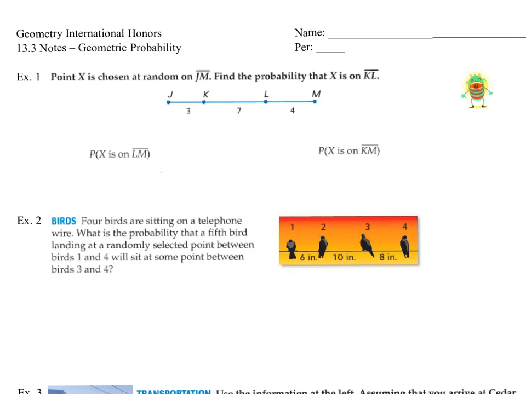Hello, geometry students. Welcome to this video on geometric probability. So we're going to work through a few examples that show some geometry with respect to probability.